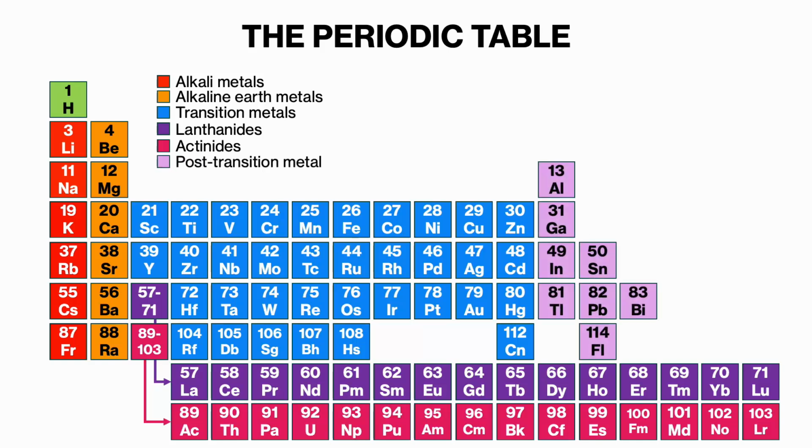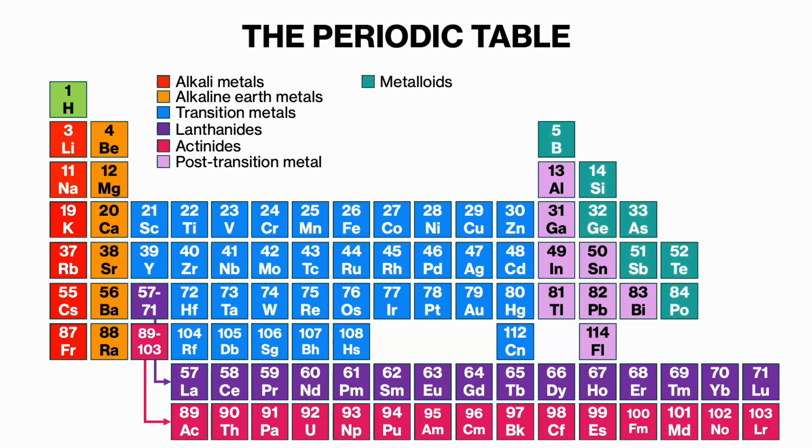Then the post-transition metals, also known as the poor metals. This triangular region contains unreactive metals that have weak metallic properties. They mostly have low melting and boiling points.